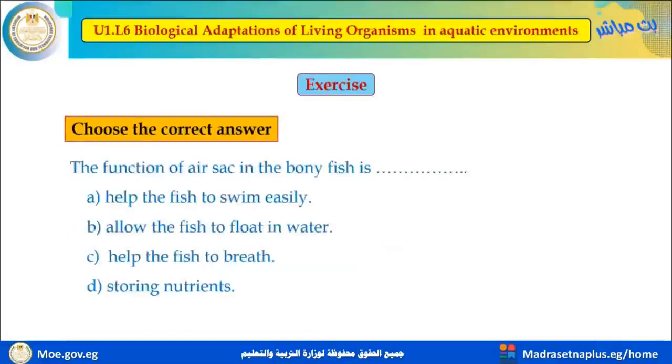another question. The function of the air sac in the bony fish is: help the fish to swim easily, allow the fish to float in water, help the fish to breathe, storing nutrients. Try to think. I think I mentioned that before in the first question. Yes, the answer is allow the fish to float in water. If the fish wants to move up or move down, that will happen by the effect of what? Of the, yes, the air sac. Okay? Another question.